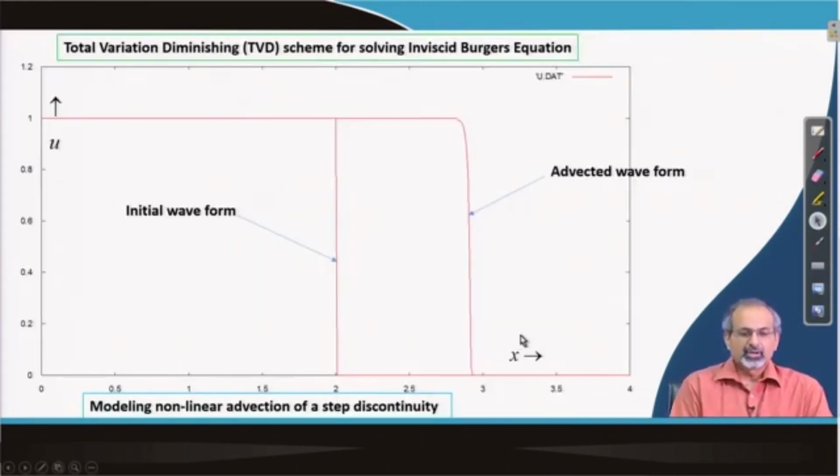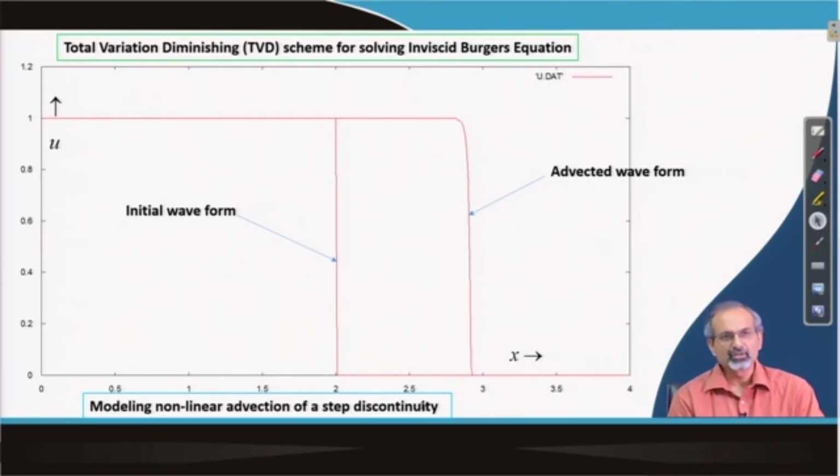We have discussed TVD schemes in our last lecture on one dimensional advection diffusion equations. There we said that schemes which maintain monotonicity do not allow occurrence of fresh overshoots and undershoots in the solution. That comes in very handy when you try to handle discontinuities in initial conditions, and that too when you are solving nonlinear equations like the inviscid Burgers' equation.